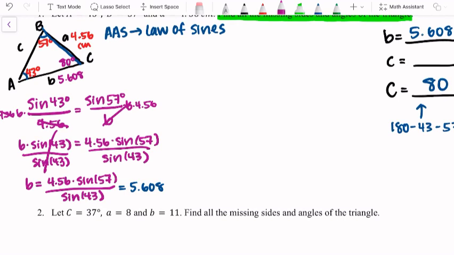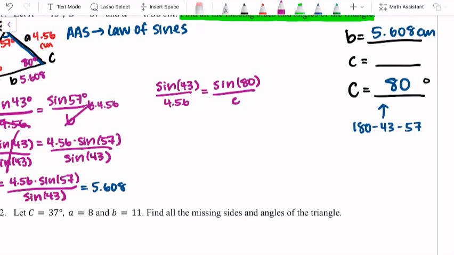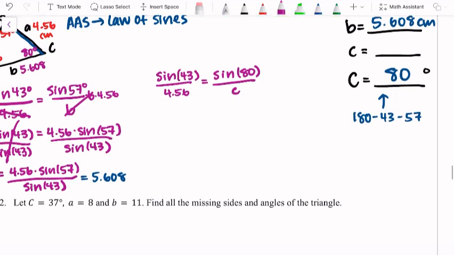So here we go. I have sine of 43 over 4.56, and that's going to be equal to sine of C, which is sine of 80, over C side length. Even though the 80 was something that we calculated, I think we're pretty safe to use it. I know I said not to use something that you've already calculated, but the 80 was a nice number. There was no rounding involved with it, so we can go ahead and use it.